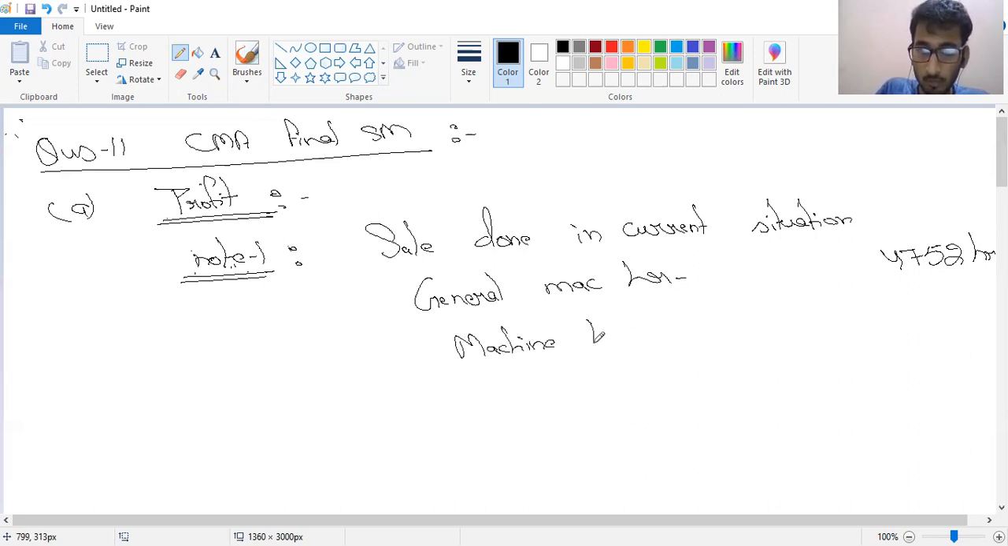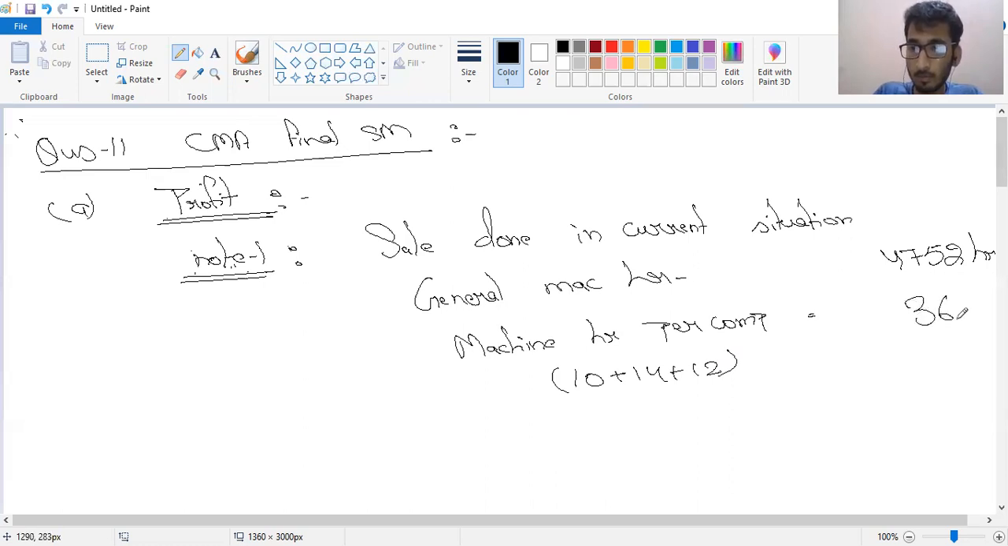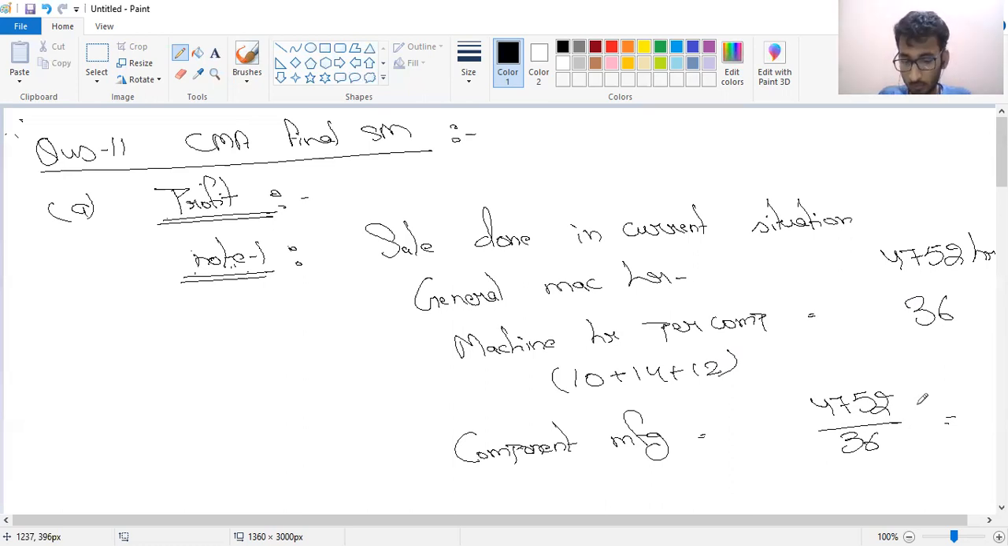Machine hour per component is 10, 14, and 12. 10 plus 14 plus 12. So I can say it is 36. So components manufactured: it's simple mathematics. 4752 divided by 36. Calculate. It would be 132.